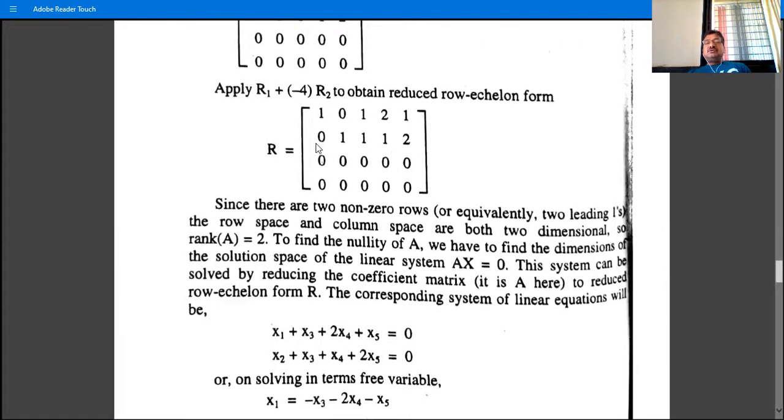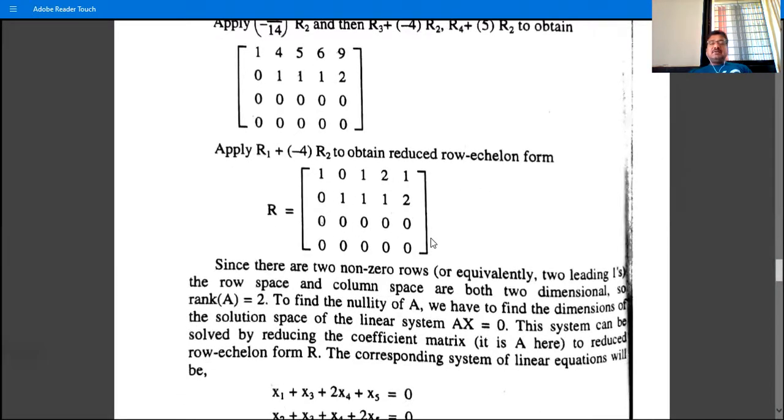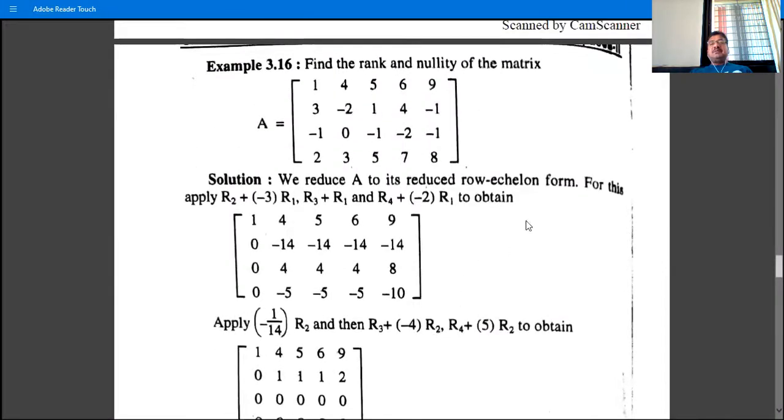There are two non-zero rows in the row echelon form or reduced row echelon form, and therefore the rank of the matrix is 2. Because what is the basis for row space of the matrix? Take this row as one element and this row as the second element, and the set containing these two elements is the basis for row space of the matrix A. Therefore rank of A is 2.